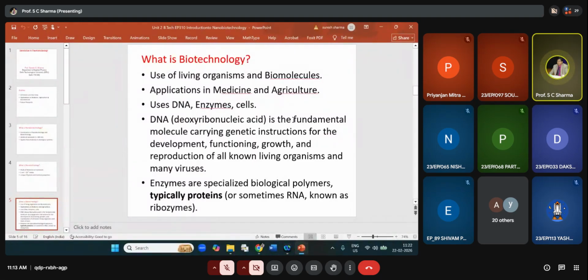In fact, DNA is the fundamental molecule carrying genetic instructions for the development, functioning, growth, and reproduction of all known living organisms and many viruses. Then enzymes are specialized biological polymers, typically proteins, sometimes RNA, known as ribozymes.